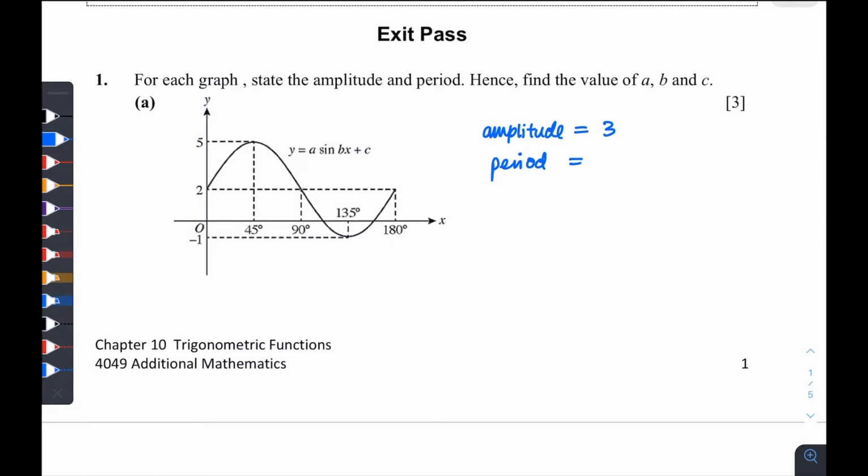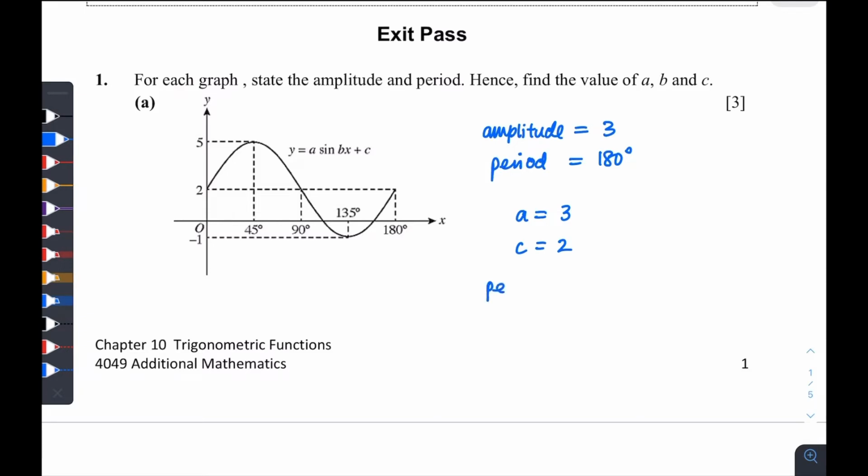And what about the period? The period will be the angle needed to complete one wave. The angle needed to complete one wave would be 180 degrees. So this period is 180 degrees. Now let's do our ABC. A would be 3. We'll follow the amplitude, and this is a positive sine graph, so it will be a positive 3. C is going to be 2, because the middle line is 2.